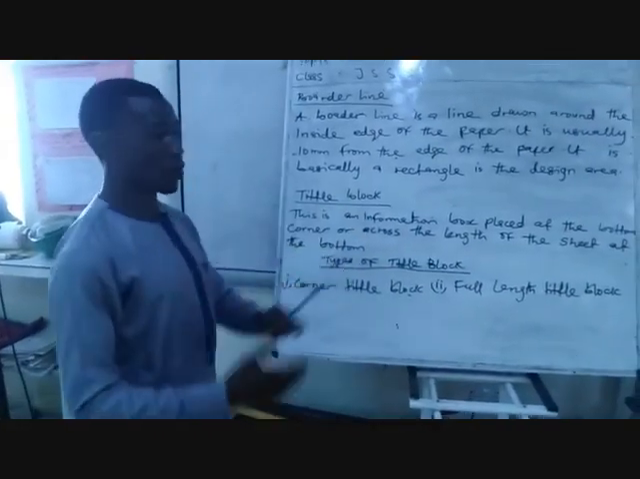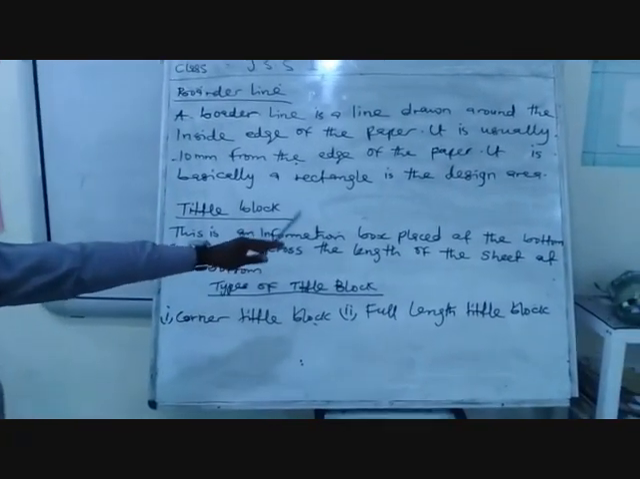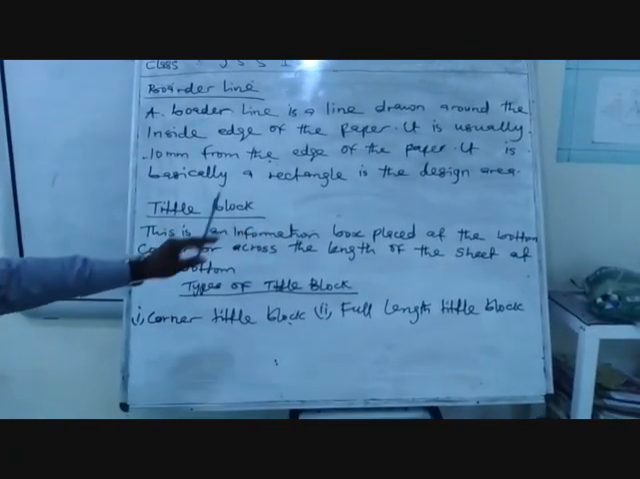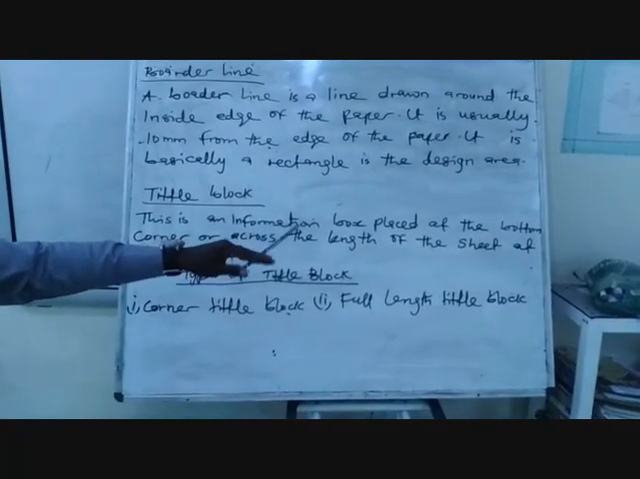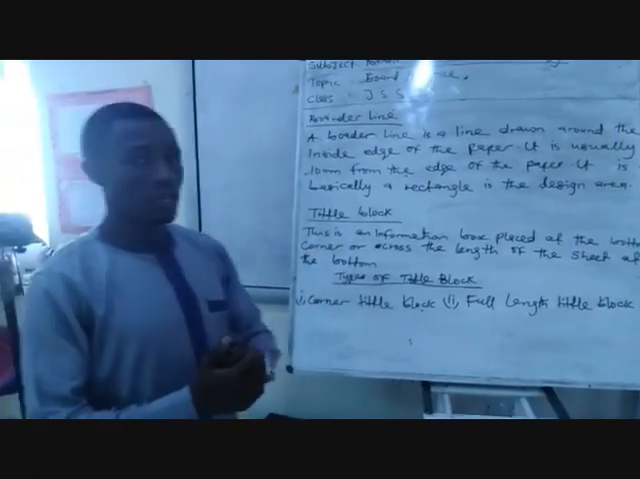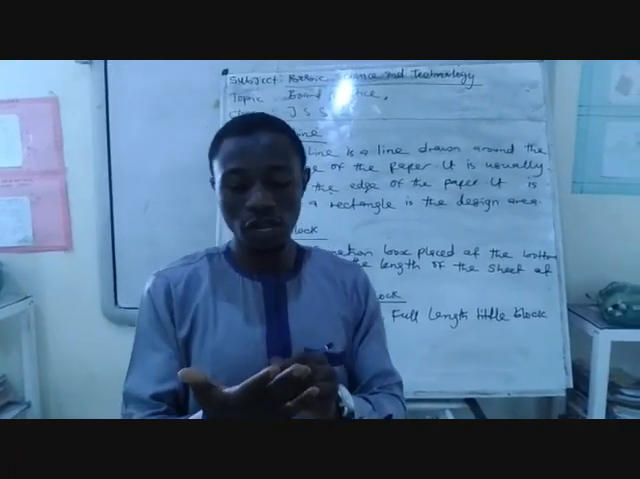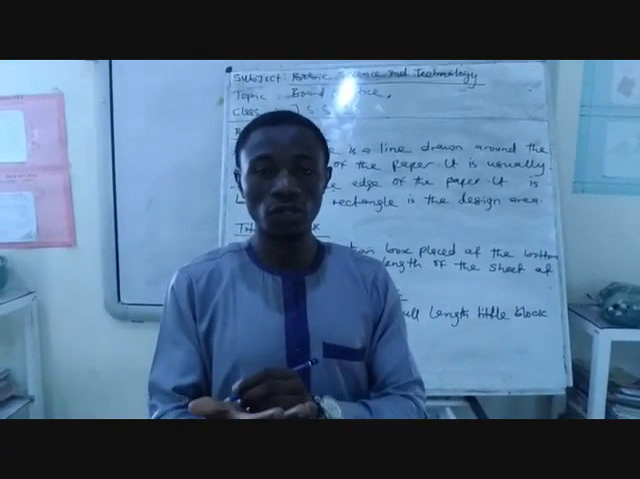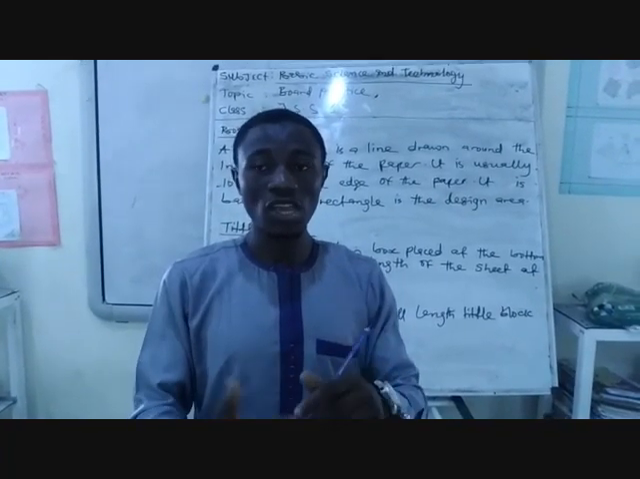And then the next one is what? A title block. This title block is an information box placed at the bottom corner or across the length of the sheet at the bottom. It's an information box where you need to write your name, the title for the drawing, the class, date, and other information.